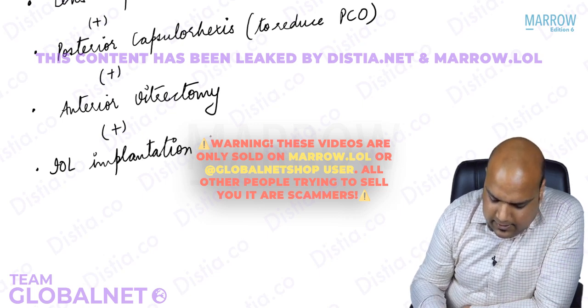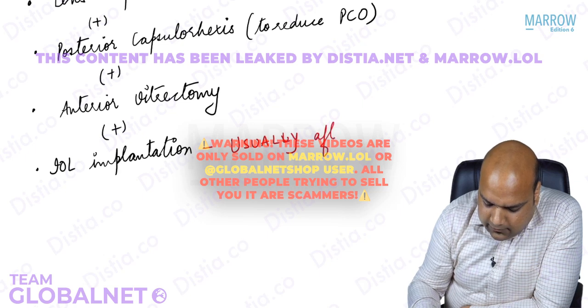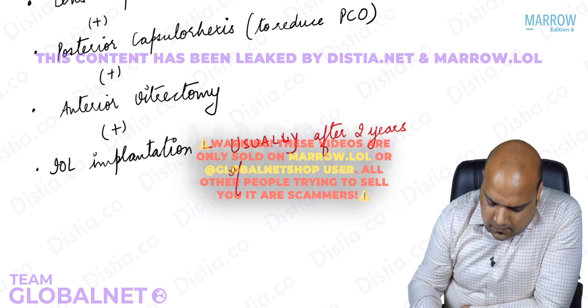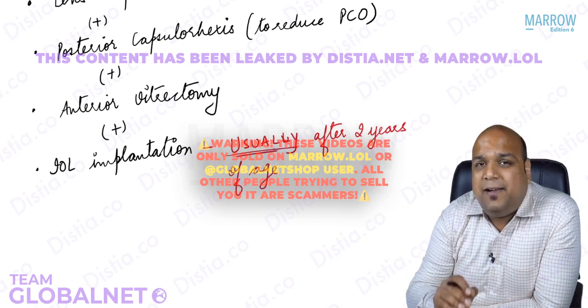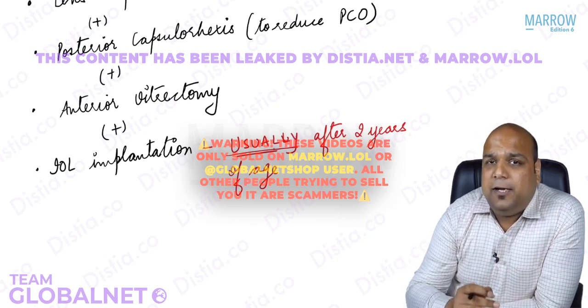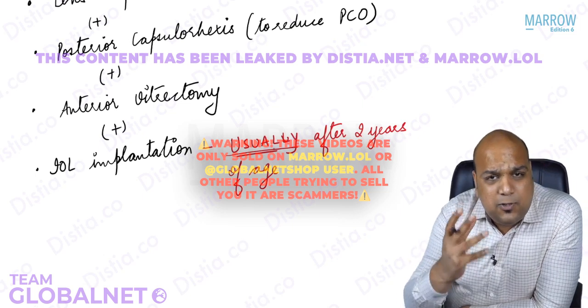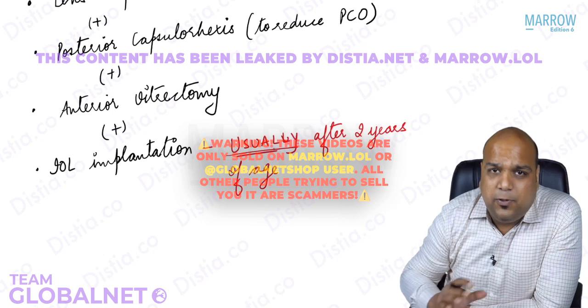Please see carefully. I am writing the word usually. Usually after 2 years of age. I am not saying it is mandatory to do it after 2 years of age. Again, surgeon's preference. Usually it is documented to be done after 2 years of age, but it is not unheard of that we can implant it even at 3 months of age for that matter. I hope you understand what I am saying.